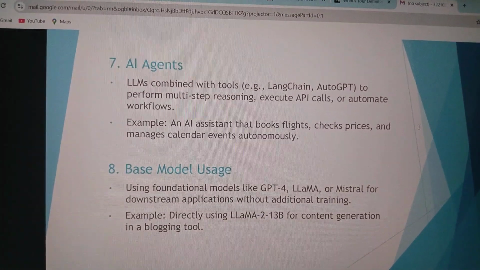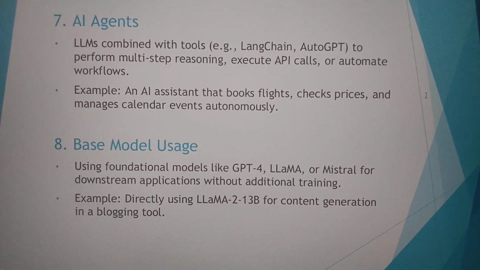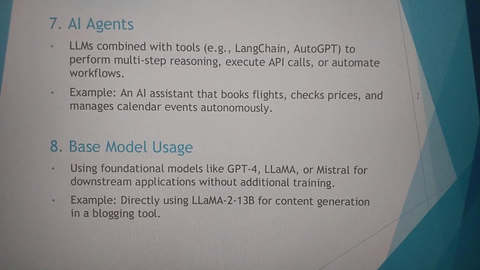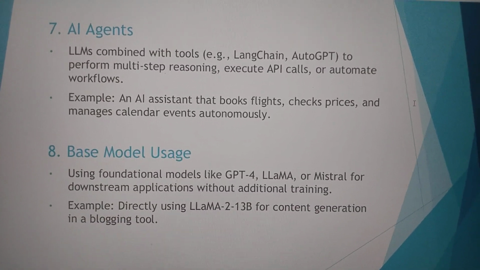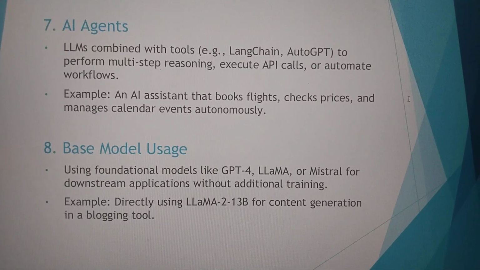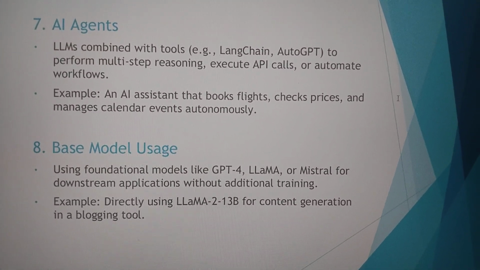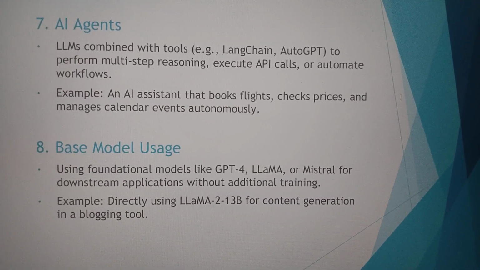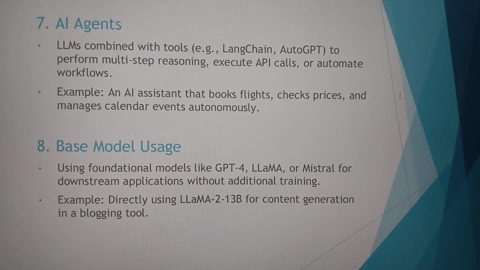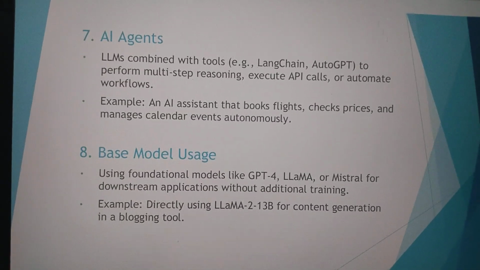Coming to AI agents: LLMs combined with tools perform multi-step reasoning, execute API calls, or automate workflows. An example is an AI assistant that books flights, checks prices, and manages calendar events autonomously. It is just like a personal assistant, like a human assistant, that will book flights, for example.